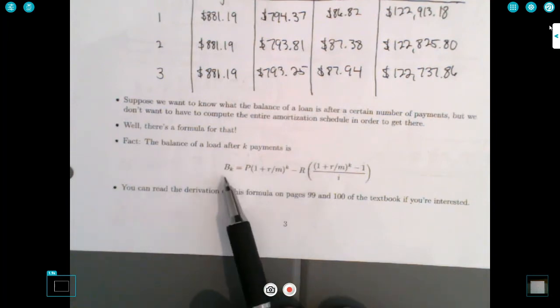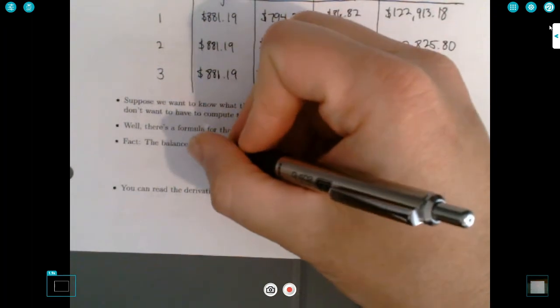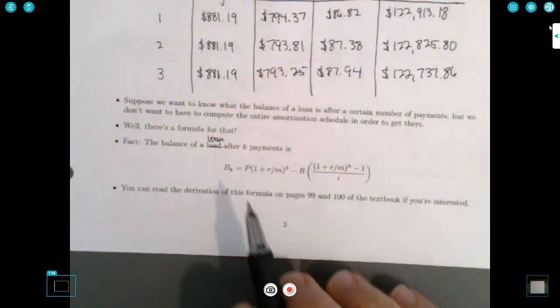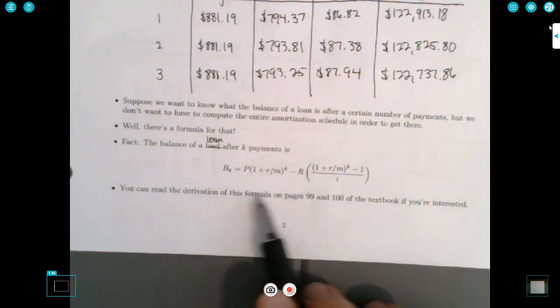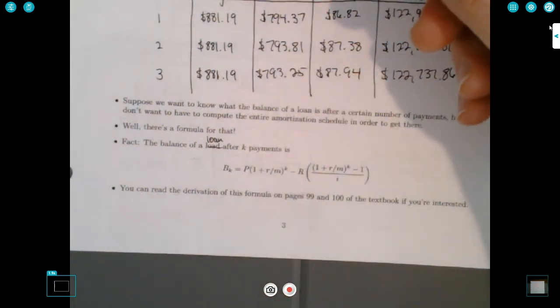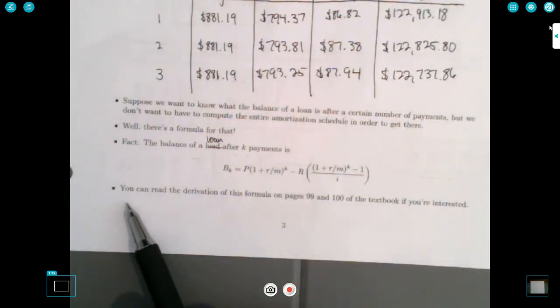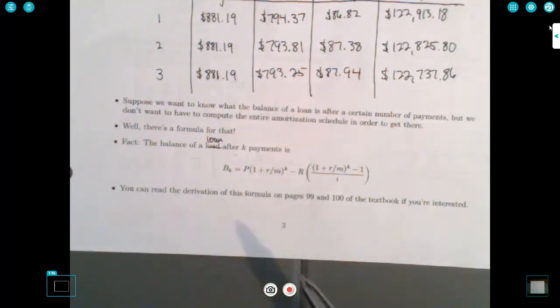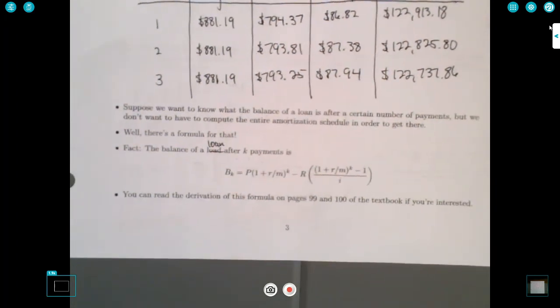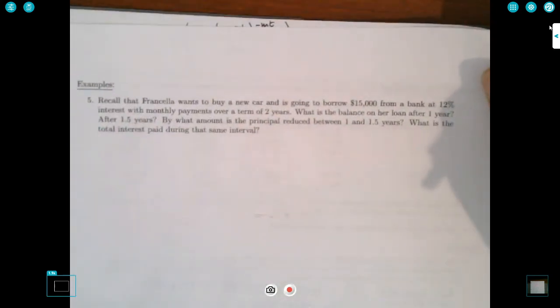The formula is this, right? The balance of a loan, that should say loan, after K payments is given by this formula here. It's kind of nasty, but it's better than doing K rows of the amortization table, right? If you want to see where this formula comes from, you're welcome to read pages 99 and 100 of the textbook. I'm not going to take you through the derivation of the formula, but what I do want to do is give you a couple examples of using that formula.